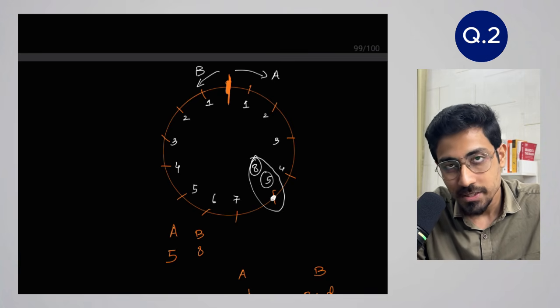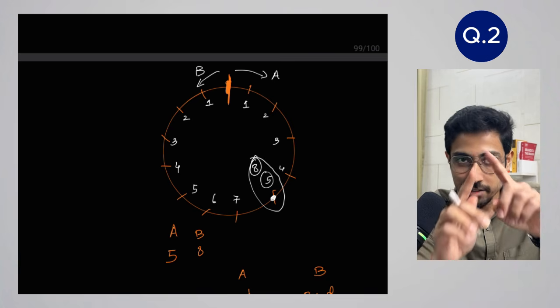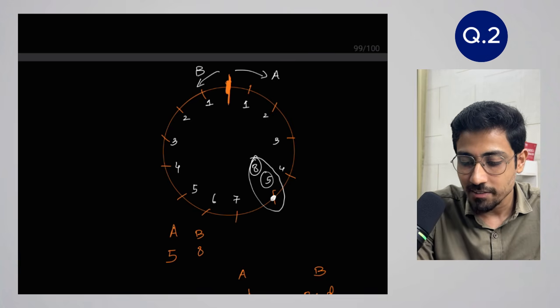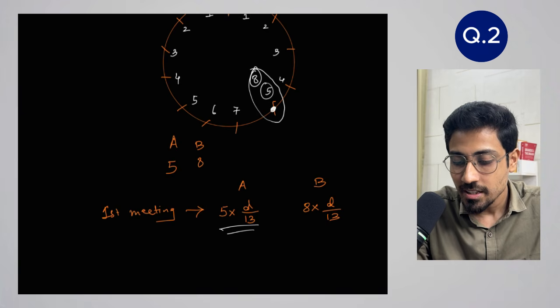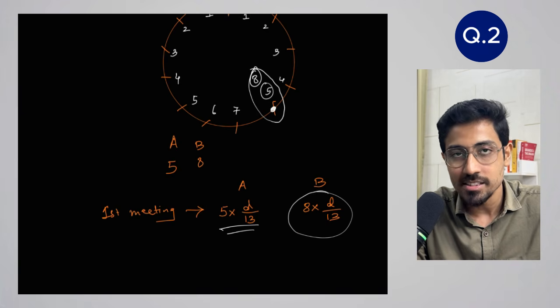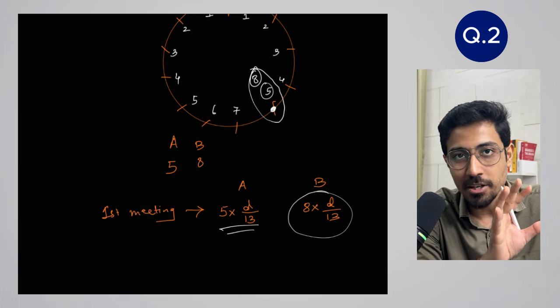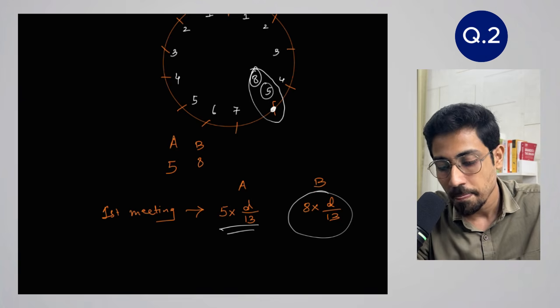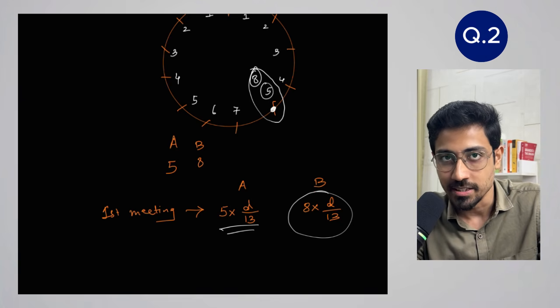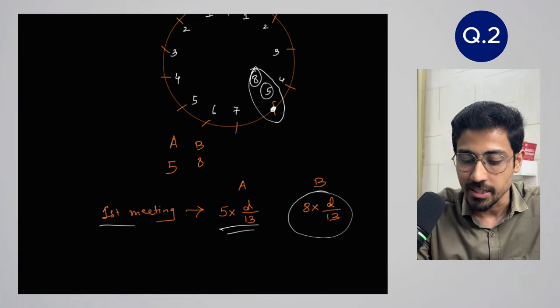I hope this is clear to you that now they are traveling in opposite direction. So A has traveled a distance of 5d by 13 and B has traveled a distance of 8 points. And A has traveled how many points? 5 points. So 5d by 13 and 8d by 13. That is where we have the first meeting point.